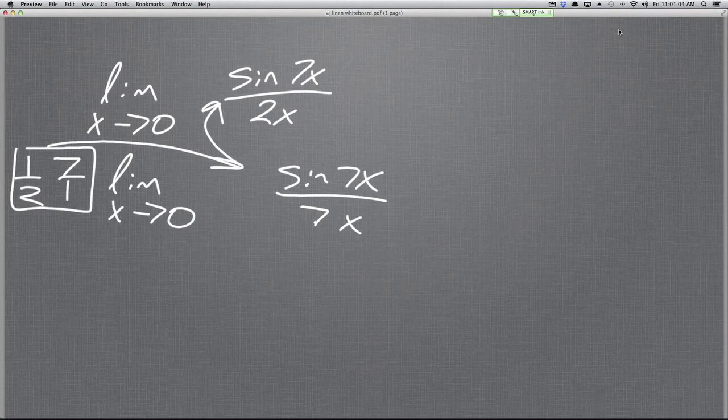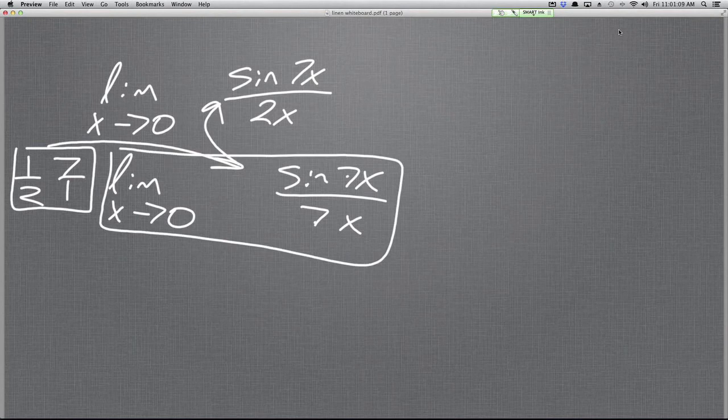Now that I have manipulated this to where these two things are the same, that means this limit is equal to 1, and I have 1 times 7 over 2, so my limit is 7/2.